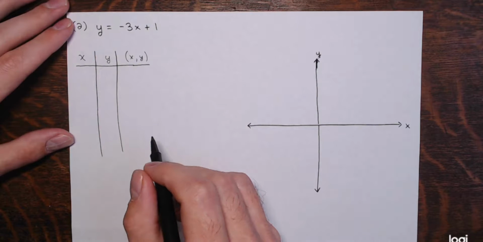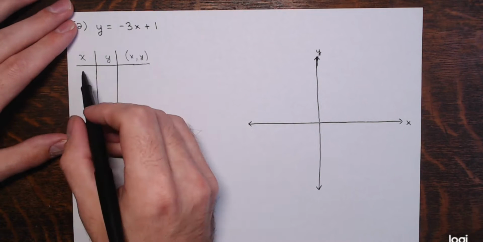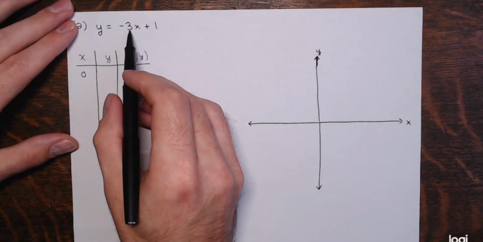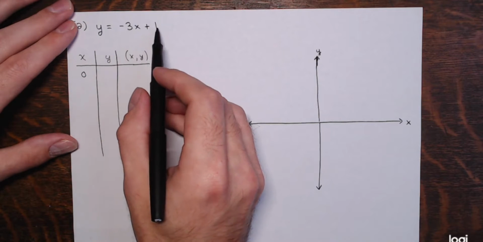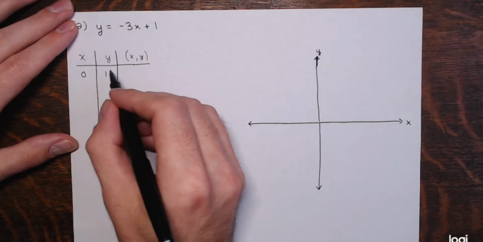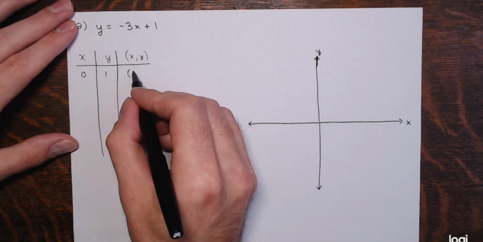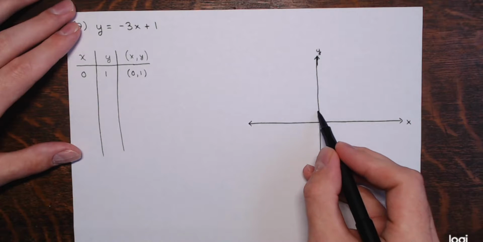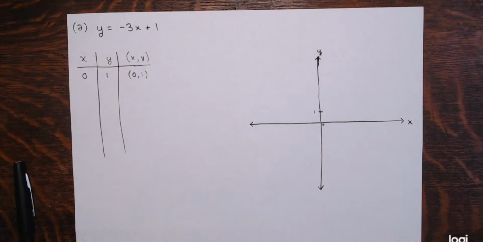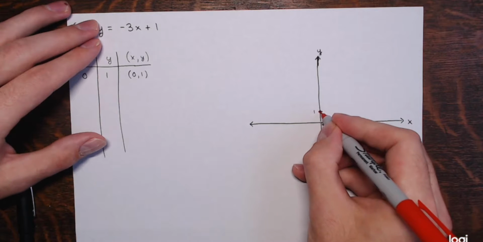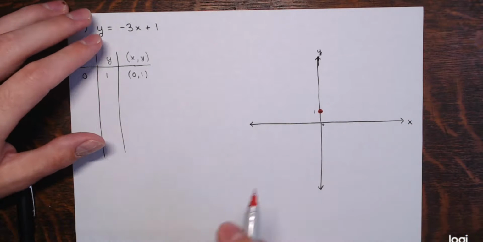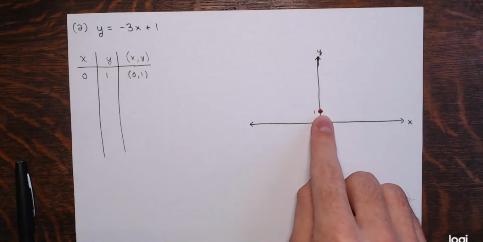All right. So again, easy one to plug in would be 0. Right? If x were 0, -3 times 0 is 0, plus 1, y would have to be 1. Right, so this has the ordered pair 0, 1 on it. So 0 for x, 1 for y, right? That's a point on the y-axis. That's this point right here. And you can label it if you wish, but I'm not going to this time. Right. There's the point, 0, 1.